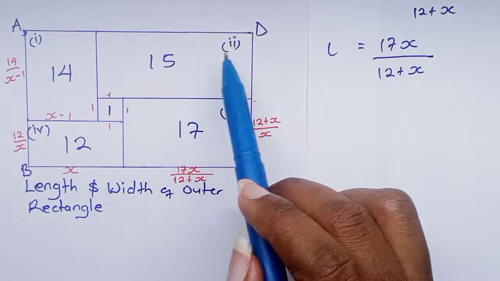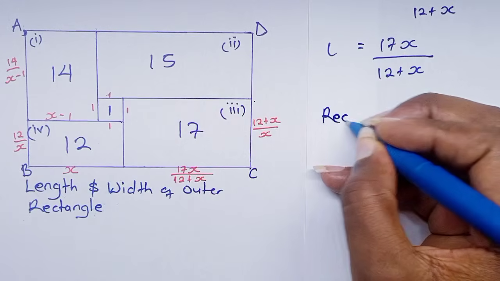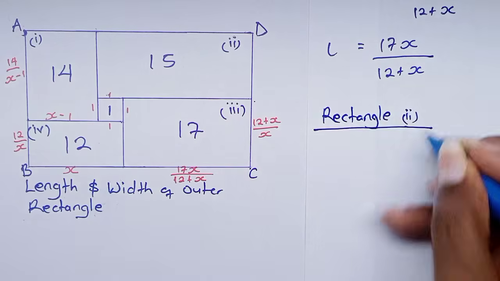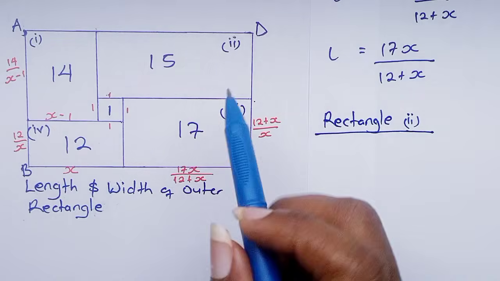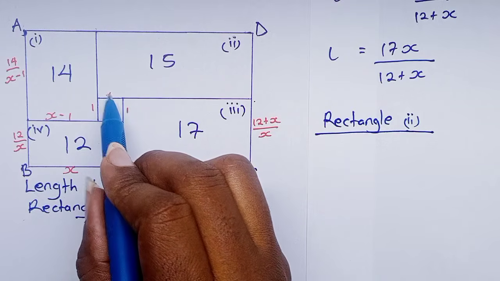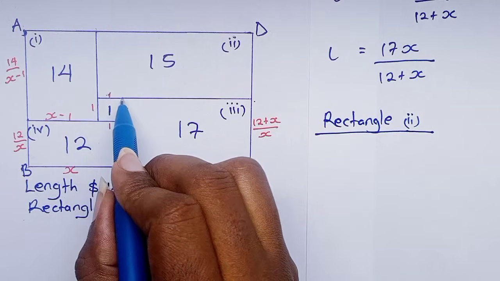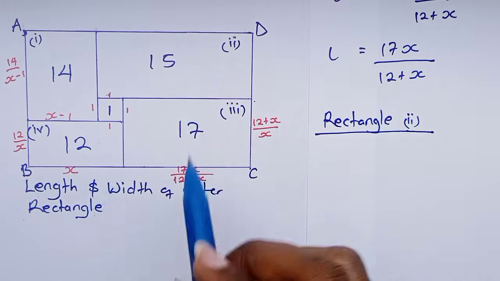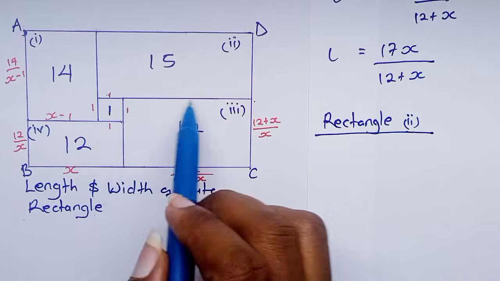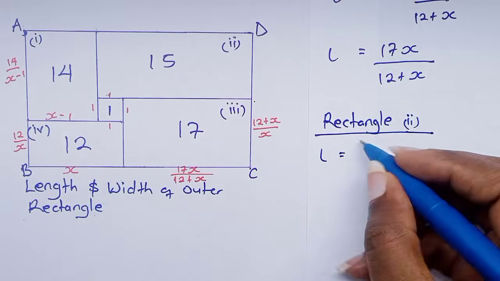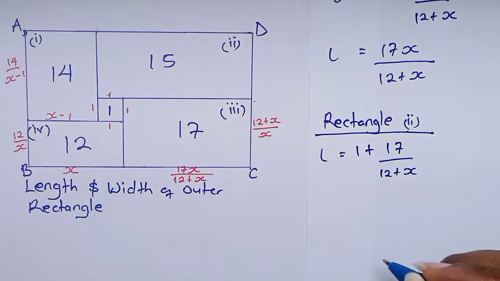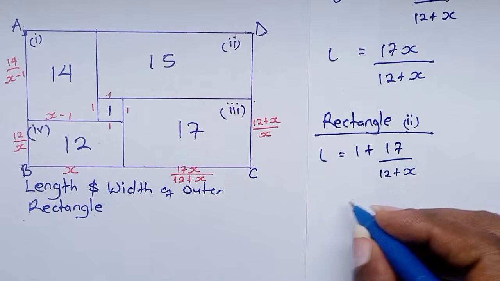Finally, looking at rectangle 2, from here to here is 1, which is the side of the square. And from here to here, we've got it as 17x over 12 plus x. That means that the length of this rectangle is 1 plus 17x over 12 plus x. So let us simplify this.